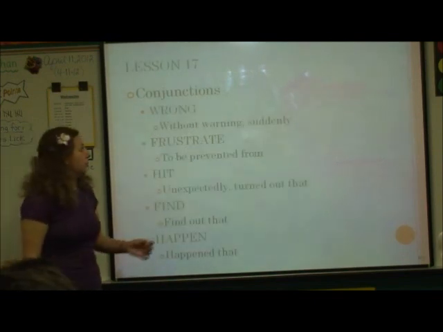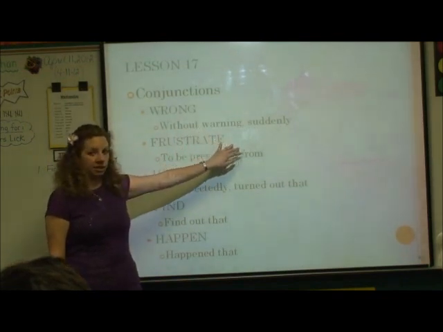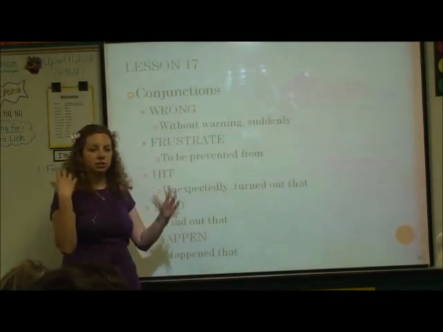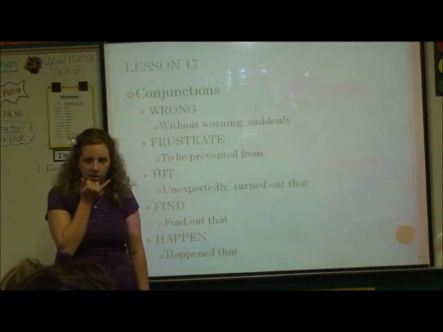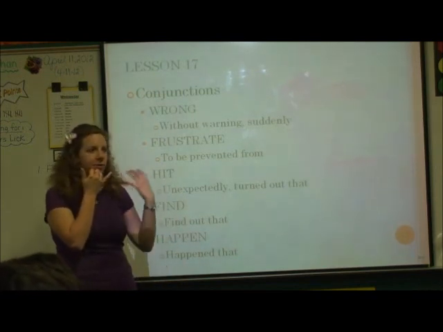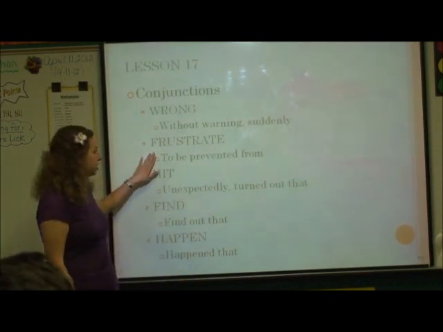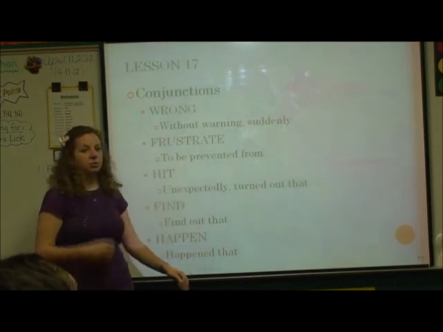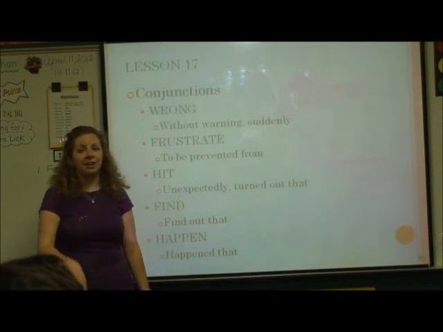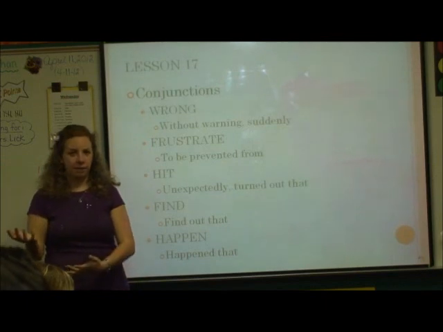Okay, so for wrong, it can mean without warning or suddenly. So in the middle of the sentence you can be talking about something and go wrong, and you would know that something happened, all of a sudden something went wrong, and then you'd explain what it was. Okay, then we have frustrated, which means to be prevented from, so you'd be talking about, I was going to do something, I'm frustrated, what happened, I couldn't do it, this is what happened.